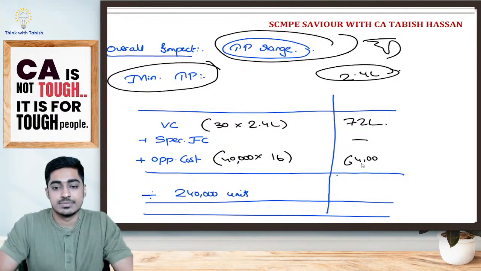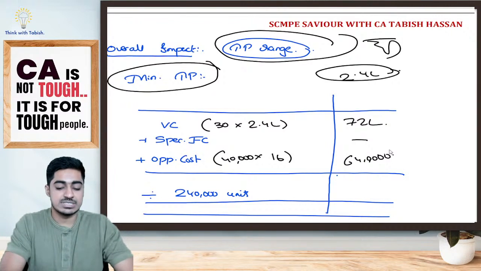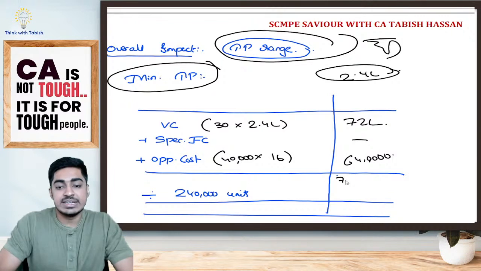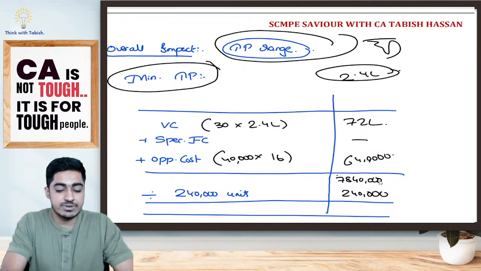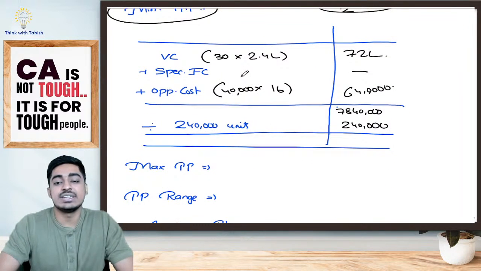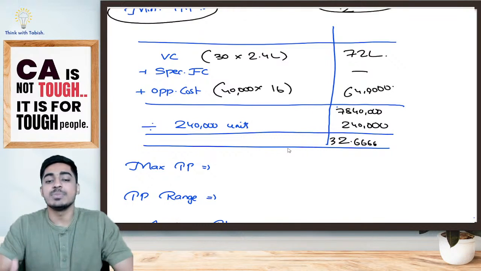6,40,000. Total, how much is it? 72 lakh plus 6,40,000 is 78,40,000. This is the total amount we want for 2,40,000 units. So how much is it per unit? 78,40,000 divided by 2,40,000 units is 32.6666. It is the minimum that we want.